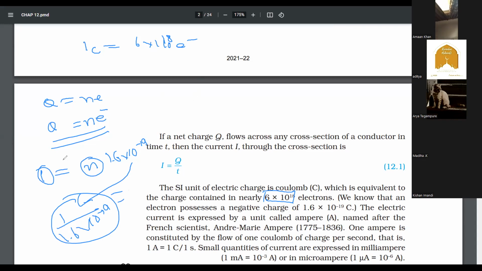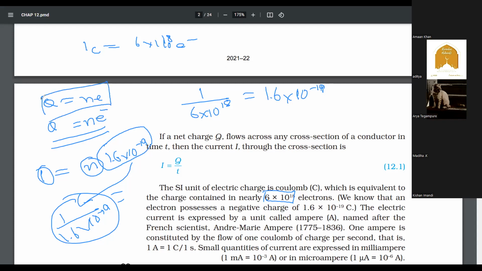Similarly, if we are given the number of electrons and we want to find the charge on each electron, we have 1 divided by 6 times 10 to the power 18, and we will get 1.6 times 10 to the power minus 19. So this relation Q is equal to NE is very important, especially for finding these values. If you remember even 2 of them, then you can find the third.